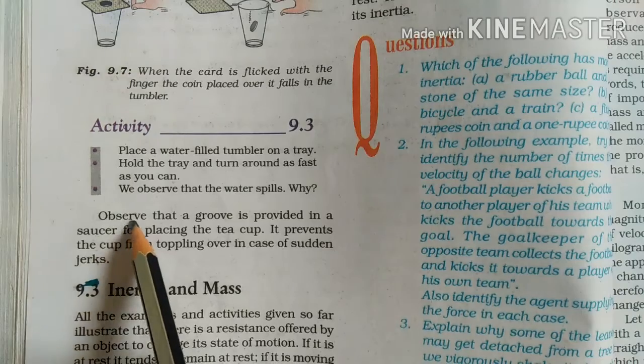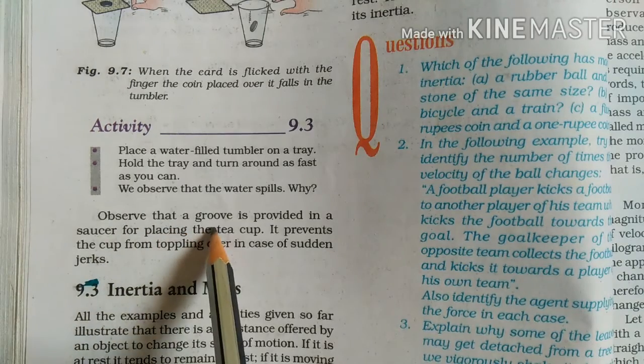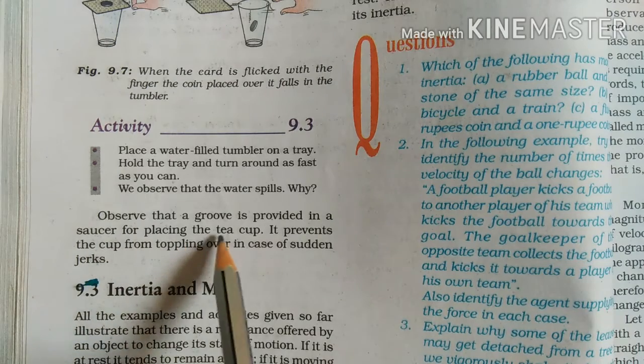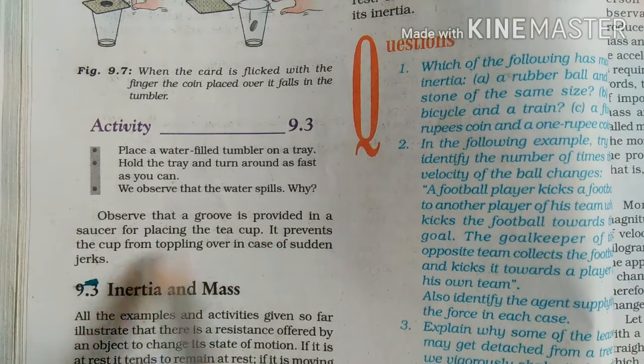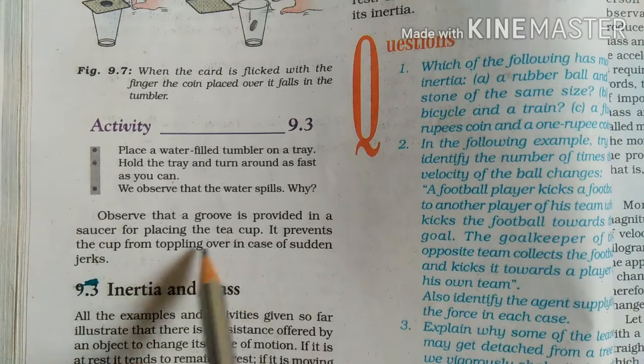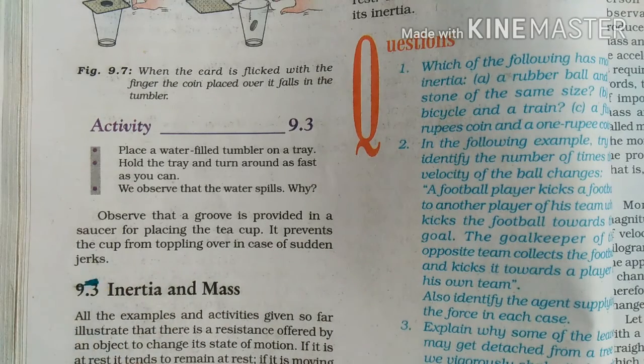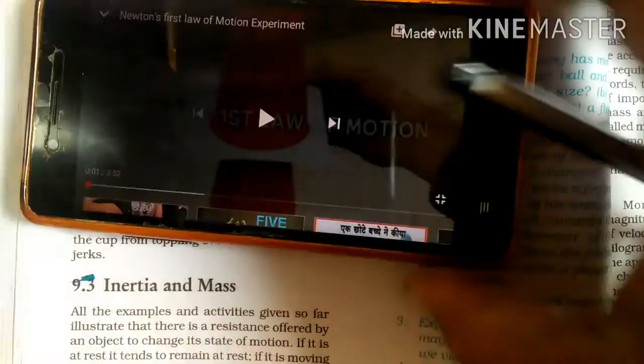Observe that a groove is provided in a saucer for placing the cup of tea. It prevents the cup from toppling over in case of sudden jerks. I will show one experiment, and that experiment is also based on this. See here.